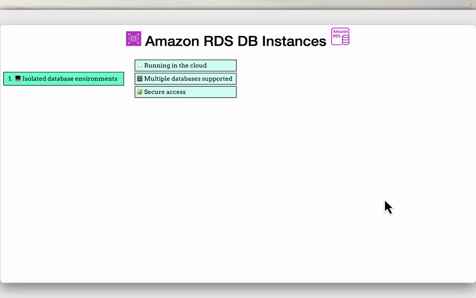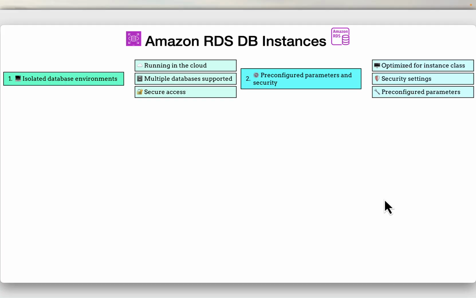So first, isolated database environments. DB instances are isolated database environments running in the cloud, allowing multiple databases to be created and accessed. On a single DB instance, you can create multiple databases. For example, in MySQL, you can create a test database. So it's basically database as in database technology, like what we call a test database, root database, production database.